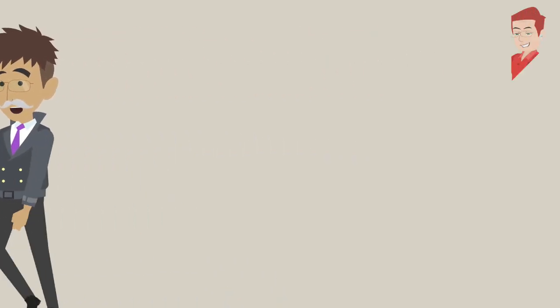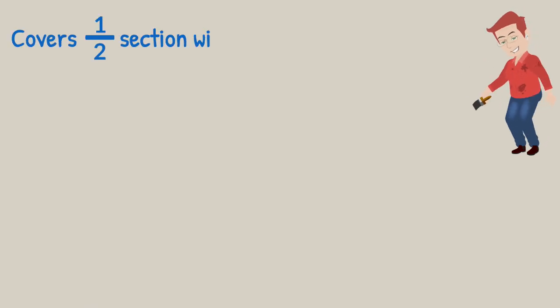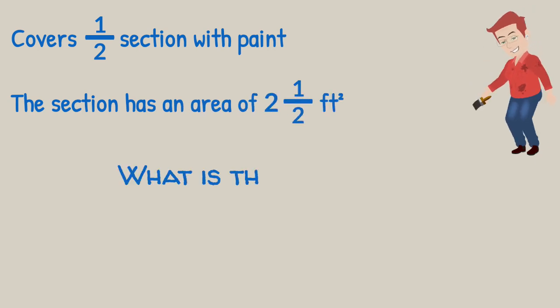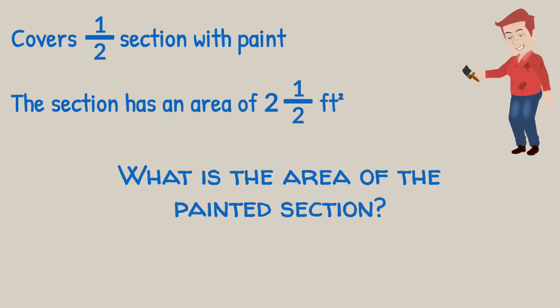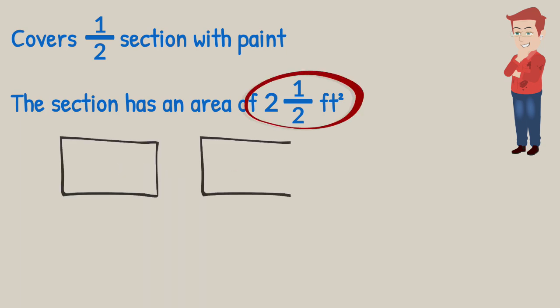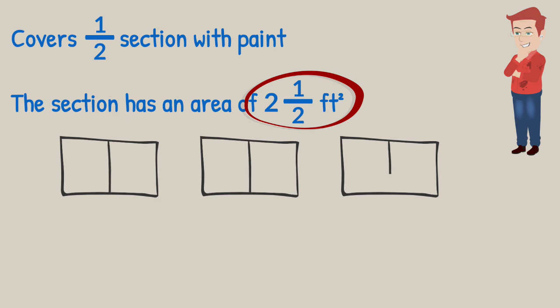Max plans to cover 1/2 of a section of the quilt with paint. The section has an area of 2 1/2 feet squared. What is the area of the painted section? Begin with the section that is greater than 1, drawing 3 rectangles to represent the area 2 1/2 feet squared. Then split each in half to accommodate the 1/2. Shade in 5 of the 6 areas.